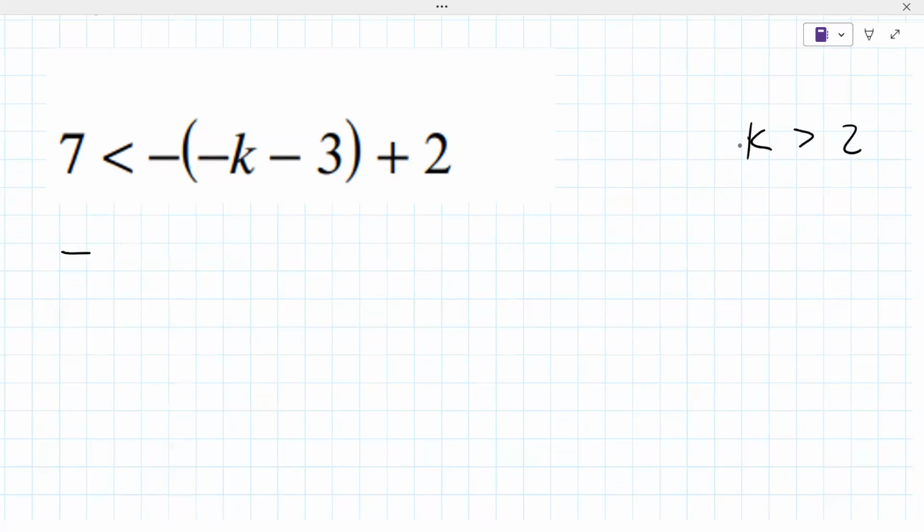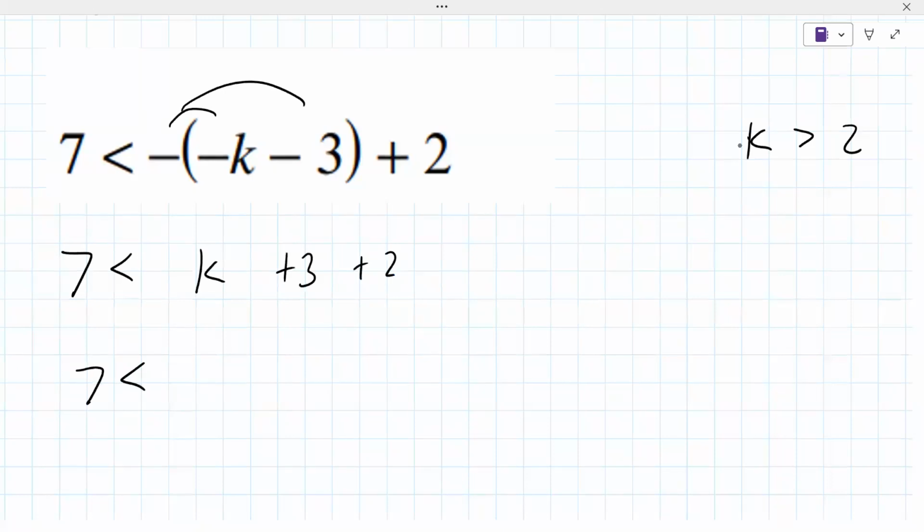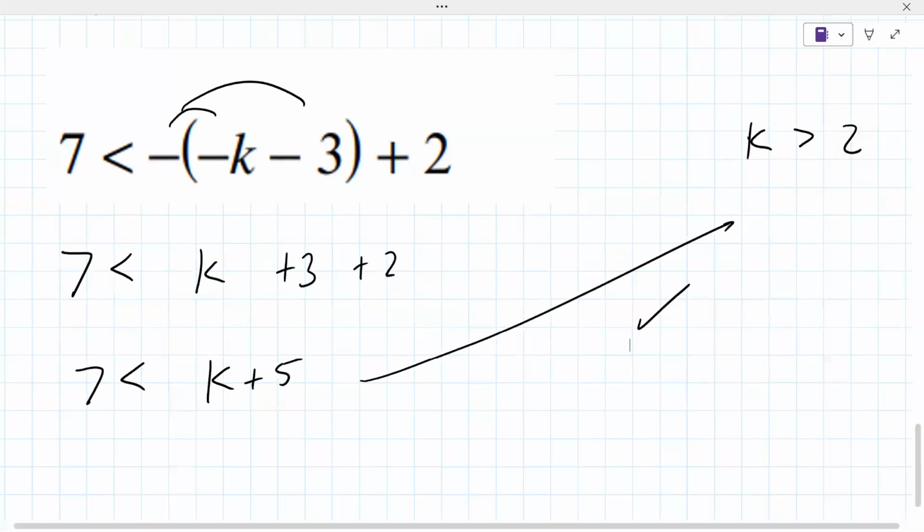Okay, let's take a look here. 7 less than, now this negative distributes to both, so it's k plus 3 plus 2. 7 less than k plus 5. And you are correct on that. Okay. Nice. Looking really good.